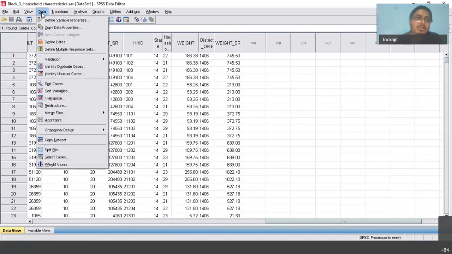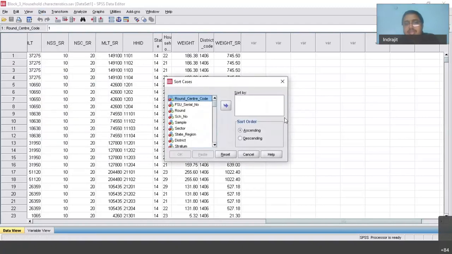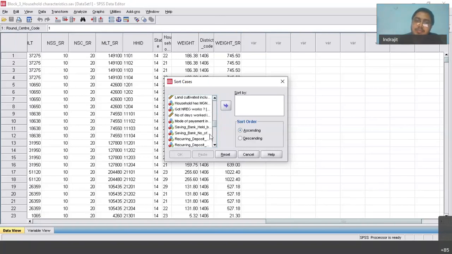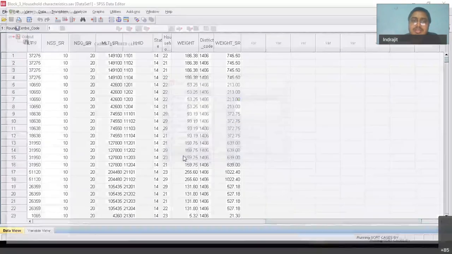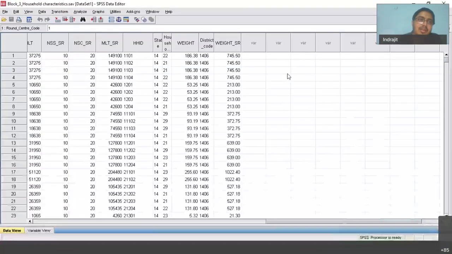So how to merge? These steps are there. First, you click on Data. After Data, you click on Sort Cases. In Sort Cases, I have to identify one key variable, based on which the two data files will be merged. I have one variable called HHID, the identification of the household. At least some identification has to be there between the two data files, no? So this household identification is a common variable. I am asking to sort the data file in ascending order by HHID, the household unique identification code. Fantastic. What is my next step?